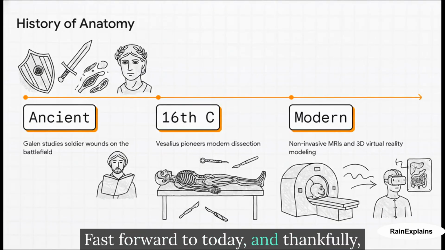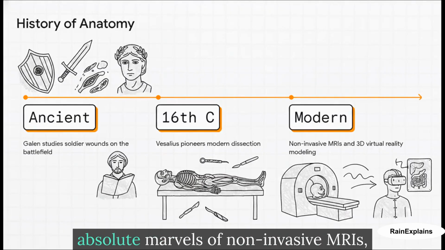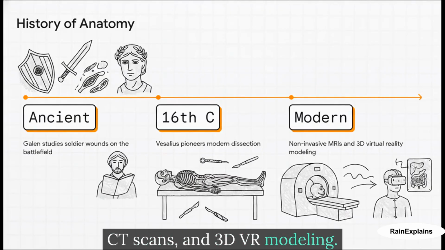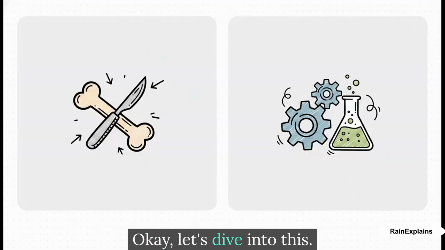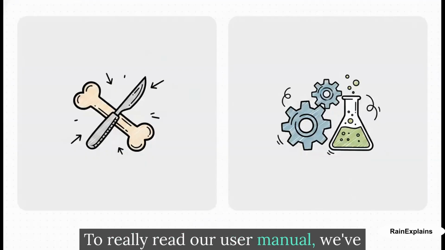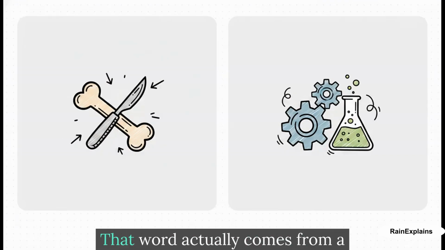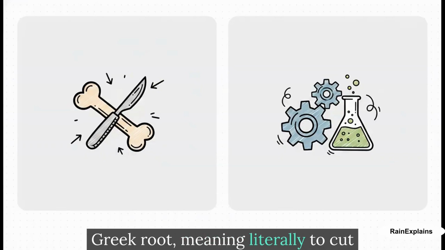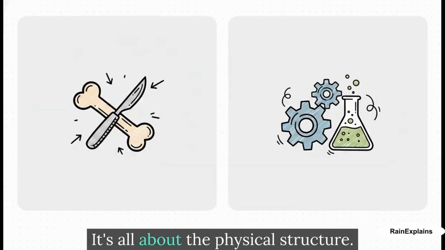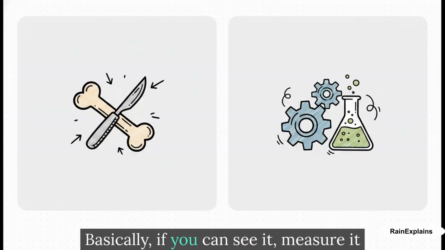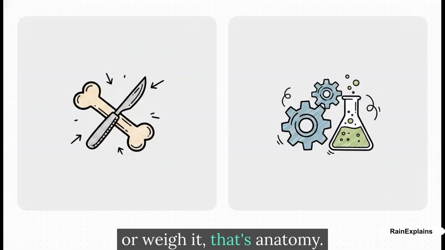Fast forward to today, and thankfully we've traded the battlefield for the absolute marvels of non-invasive MRIs, CT scans, and 3D VR modeling. Okay, let's dive into this. To really read our user manual, we've got to lock down 2 fundamental terms. First up is anatomy. That word actually comes from a Greek root meaning literally to cut apart. It's all about the physical structure. Basically, if you can see it, measure it, or weigh it, that's anatomy.